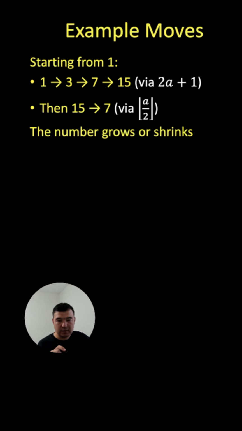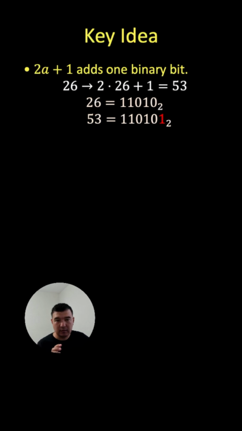In decimal representation, this may not seem obvious, but there are not many options, I guess. And the key idea here is when you do 2a plus 1, this operation always adds one binary bit to the binary representation of a number. For example, if you take 26, 2 times 26 plus 1 is 53. And 26, this is the binary representation of 26. If you do the binary representation of 53, it just adds one bit at the end.